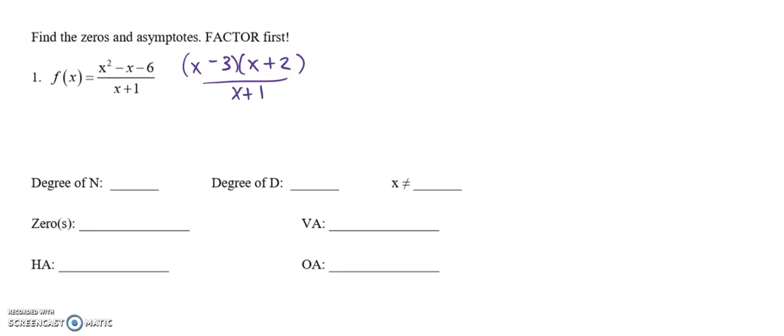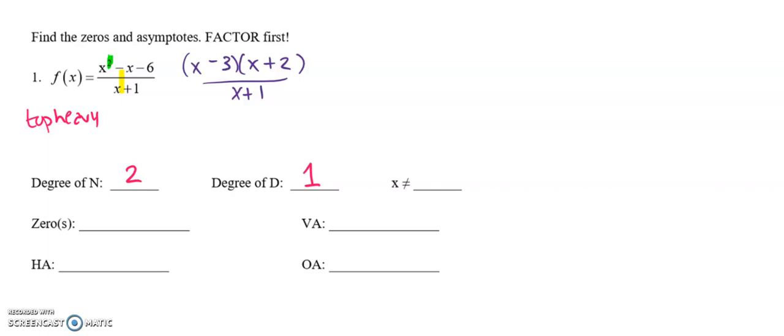Now, what is the degree of the numerator? The degree of the numerator is the highest power on a variable. In this case, it is 2. What's the degree of the denominator? That's the highest power on the variable. What's that imaginary number there? It is a 1. So this one is top heavy. The numerator has a larger degree than the denominator.